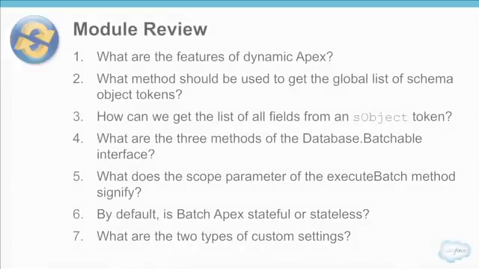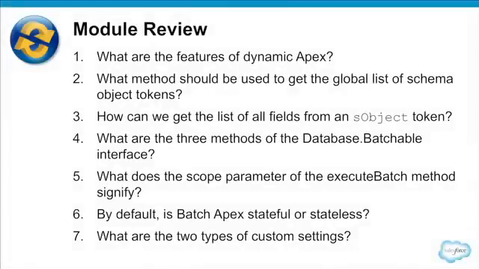How can we get the list of all fields from an SObject token? Once again, a nice memory question here. I don't think anyone would memorize this. If you have an SObject token, you would call getDescribe on that. Once you have the describe result, you would then do .fields, and then you can obtain the map of all of your field tokens.